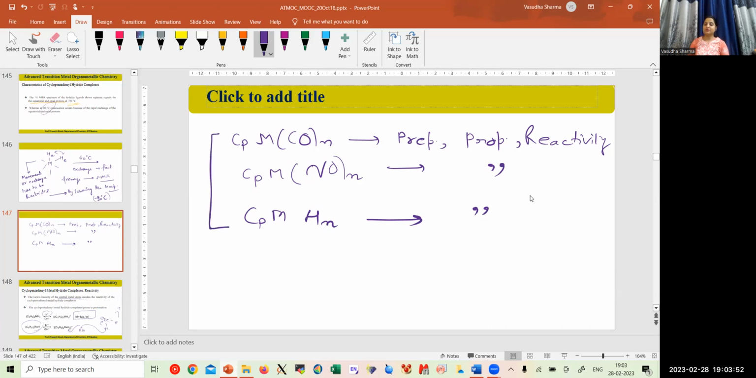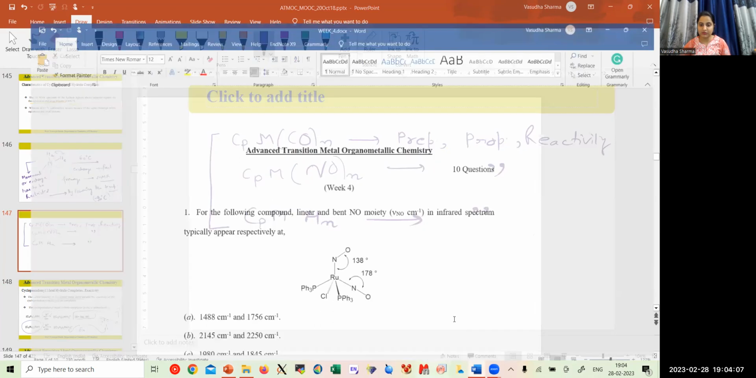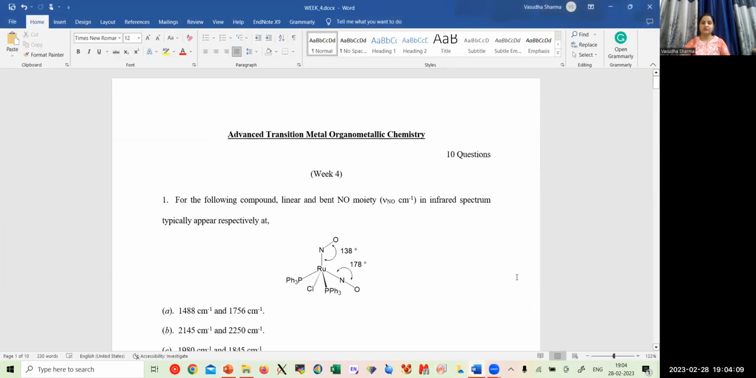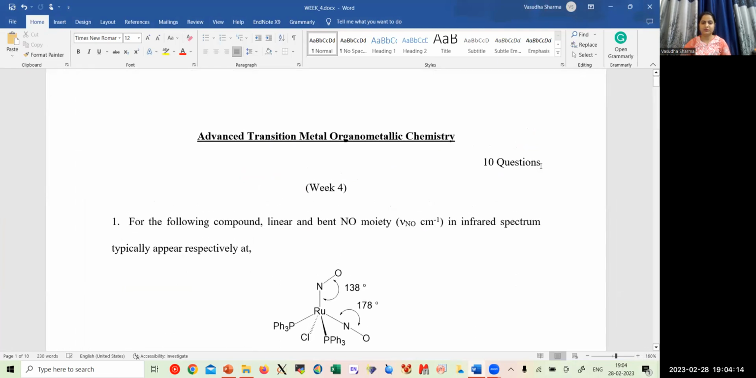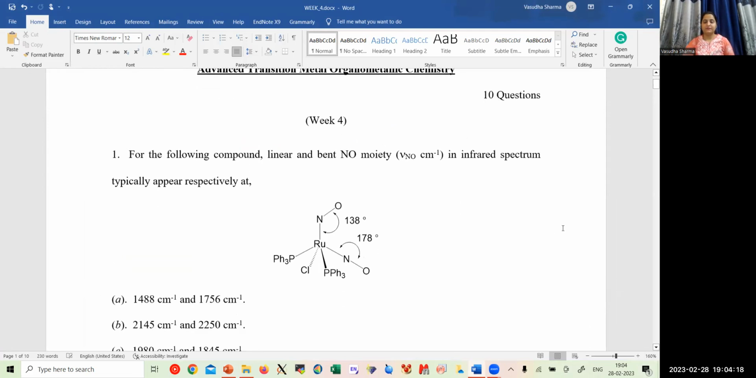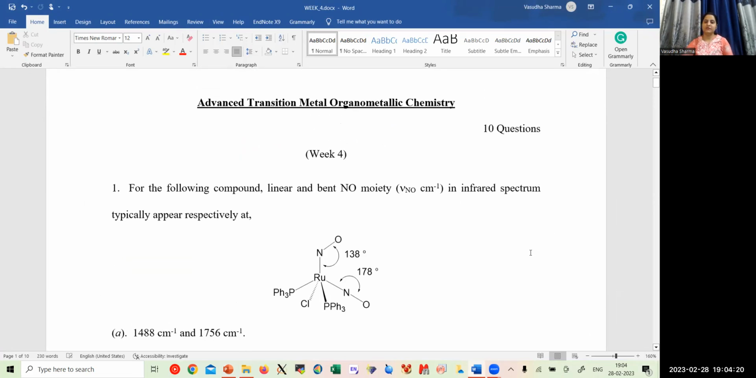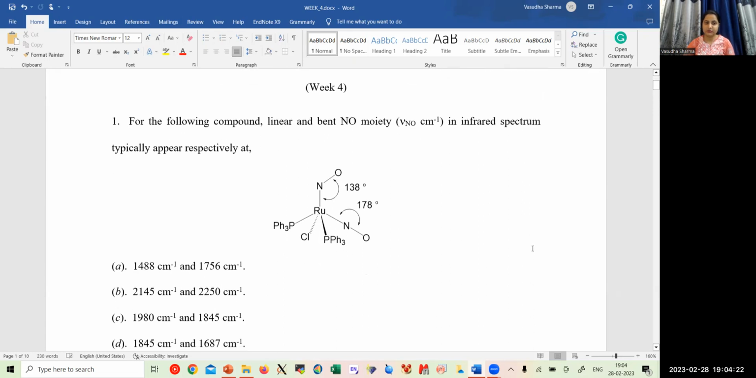So this week 4 was all about these different classes of Cp complexes where the substitution has been different. Now we will quickly take up the questions of the week 4 assignment and see how we can solve them. I hope this is visible to all of you. There would be 4 questions again in the week 4 assignment. So the first question we'll take up quickly.